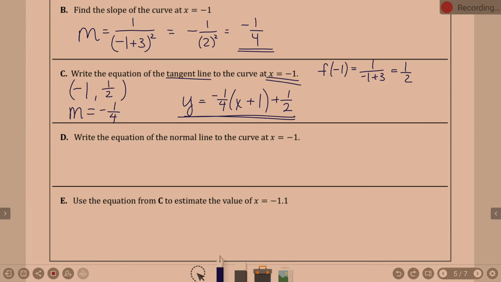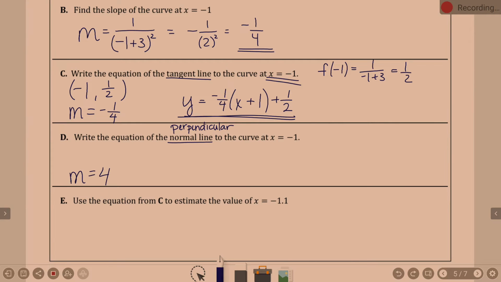Okay, D. Write the equation of the normal line to the curve at x equals -1. Isn't it just the slope? Isn't it like y equals mx type of thing? Well, so what do we know about normal? It's perpendicular. That's the same idea as saying perpendicular. And what do we know about perpendicular slopes? It's the opposite reciprocal. So the opposite of negative is positive. The reciprocal of 1/4 is?